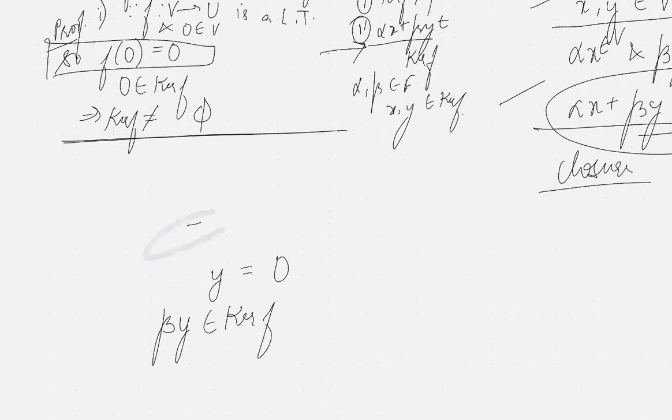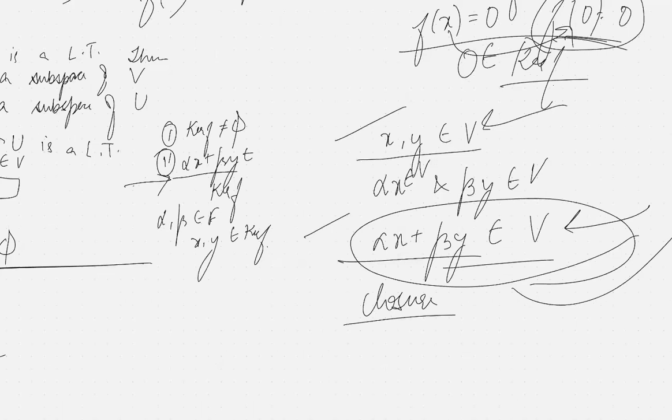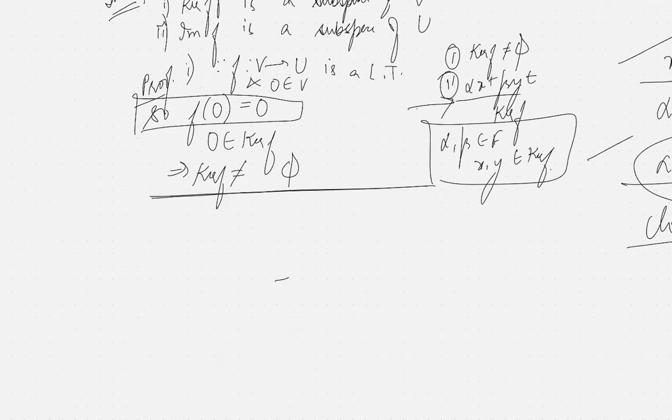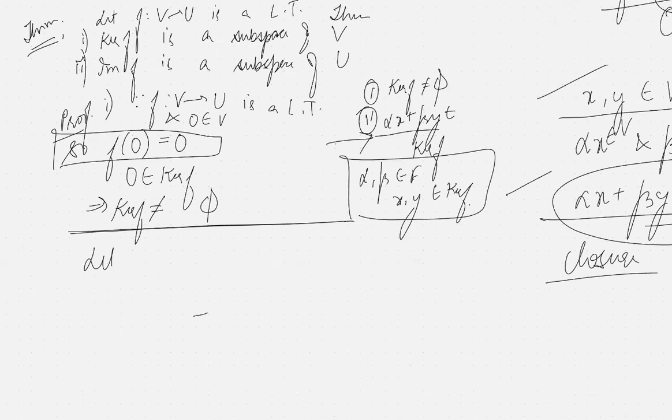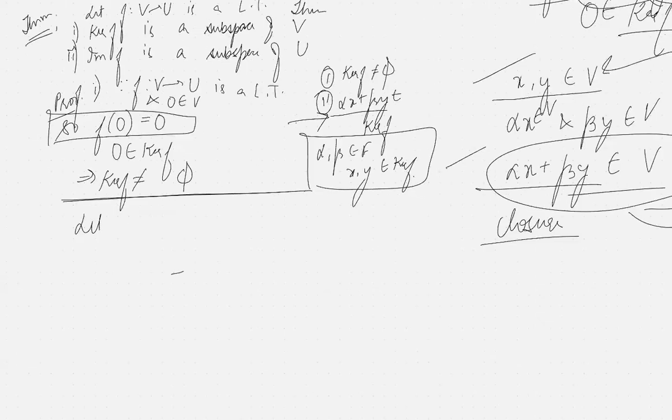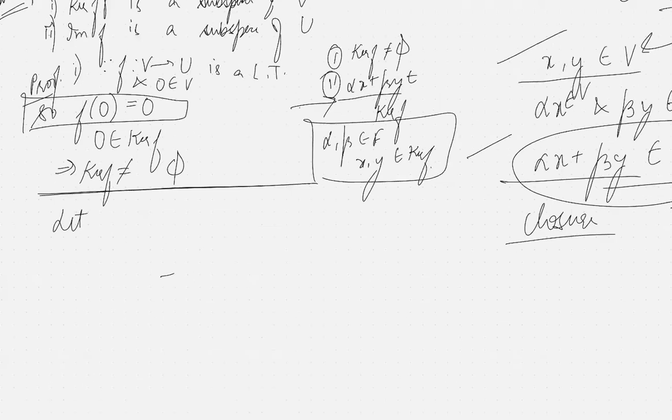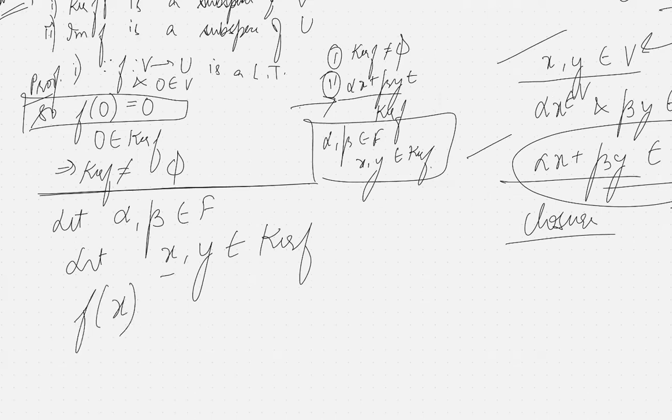Over here, we have to take two elements from the field and two from kernel F. So let alpha comma beta belong to the field F, and let x comma y belong to kernel F. If x comma y belong to kernel F, we know that f would map x to 0, and f of y will also be equal to 0.